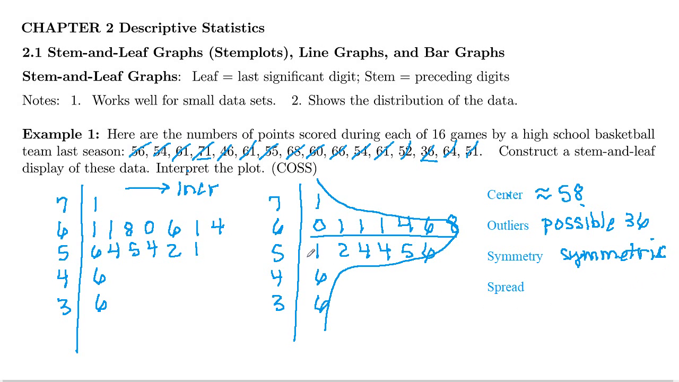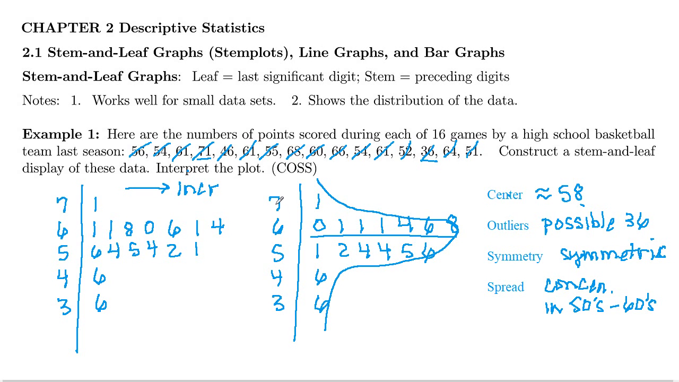And our spread, this data is almost all concentrated in the 50s and 60s. So this data is not very spread out. Now, if we only had 1 or 2 values, but they were spread out over more stems here, then we could have less concentrated data. So center, outlier, symmetry, spread.